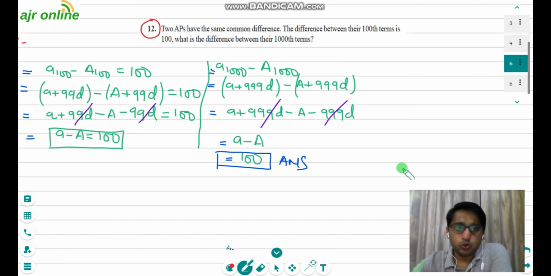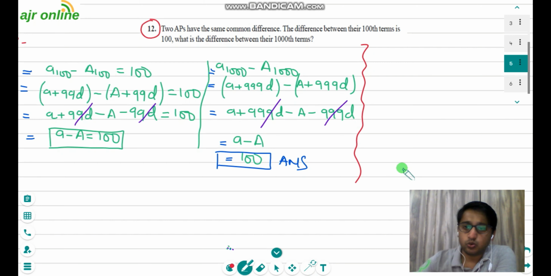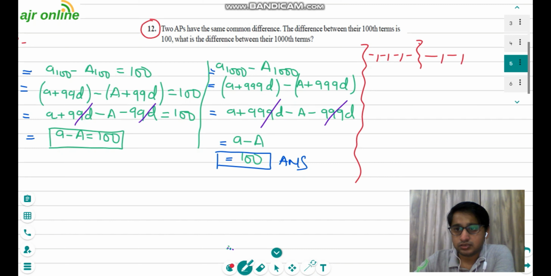It is saying that two APs have the same common difference. First, let's understand the question. It is saying that two APs are there. One AP is this, and one AP is this. They are saying that both common differences are same. It means that if we have taken common difference d over here, then we will also take d over here.